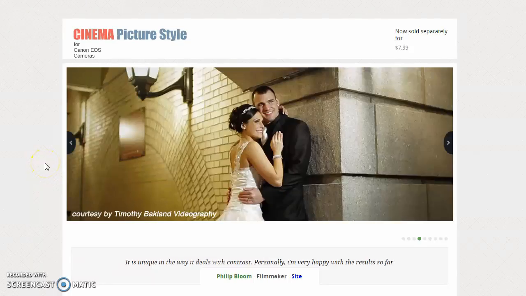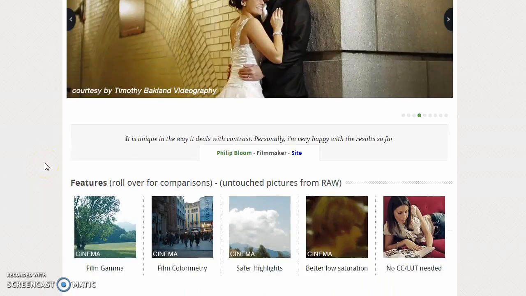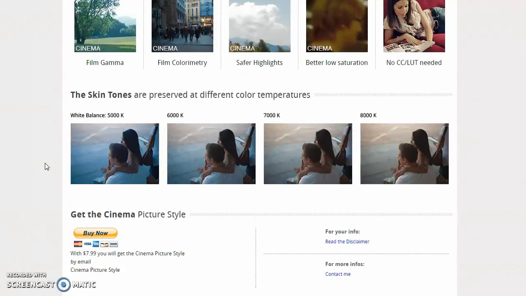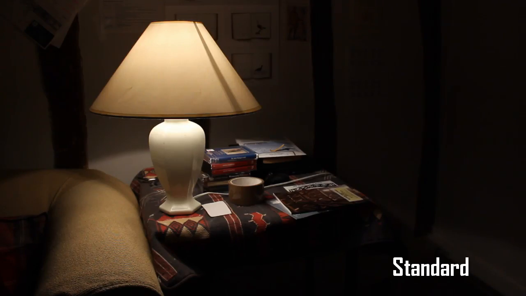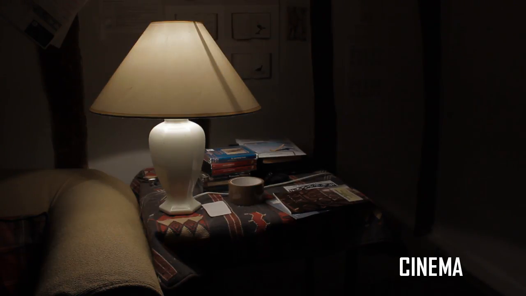So, yeah. I came across this picture style made by this guy called Paul. I don't remember his surname. But it's called Cinema, and it costs, I think, about $10. And it's really, really good. It's really worth it. And it's quite contrasty. Less contrasty than, let's say, a standard, but nowhere near as flat as Cinestyle.